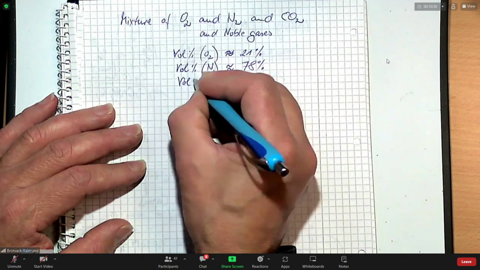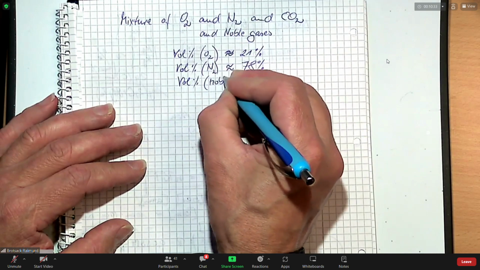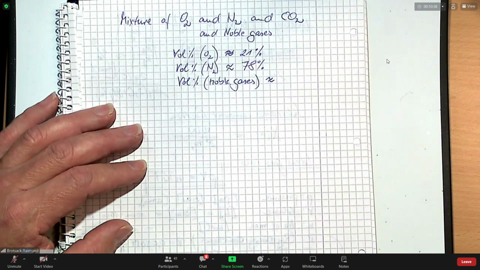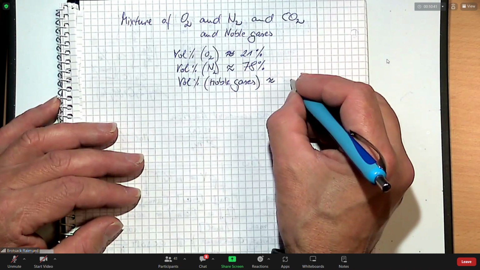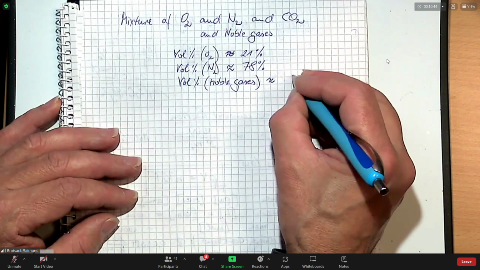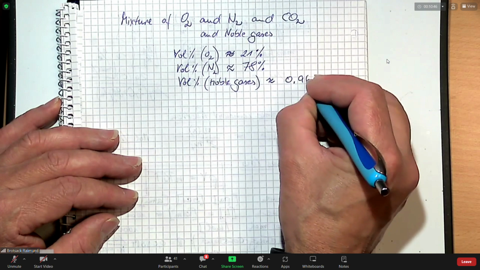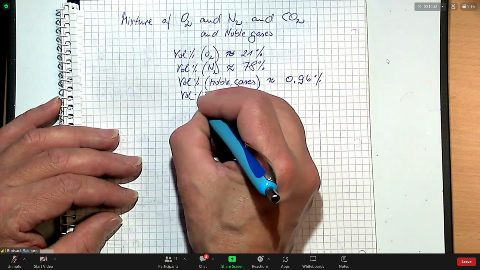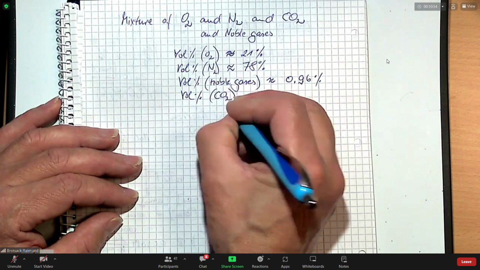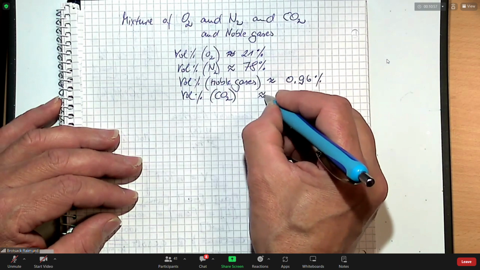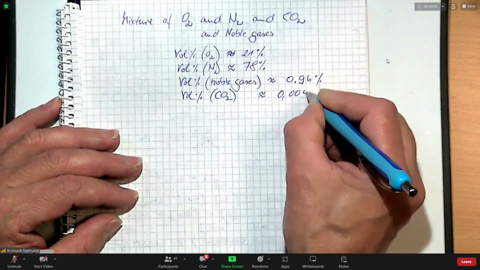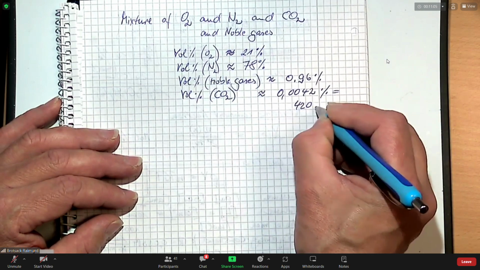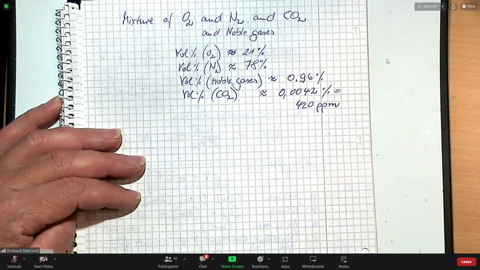The volume percentage of noble gases, you know them as well. Noble gases, it's nearly 1, so 0.96%. And for the volume percent of CO2, again, please. Yeah, 0.042%, which is similar to 420 parts per million, ppm.